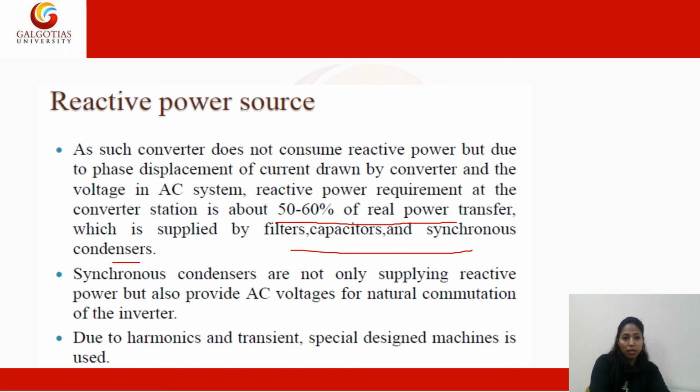Synchronous condensers not only supply the reactive power but also provide AC voltage for natural commutation of the inverter. Due to the harmonics and transients, a specially designed machine is used to give the reactive power compensation. So this reactive power is required at both ends of the converters for the operation of the HVDC converters.